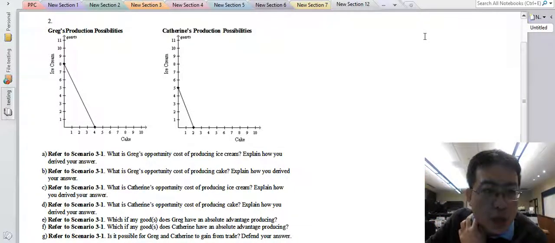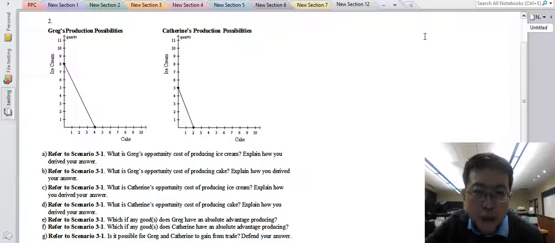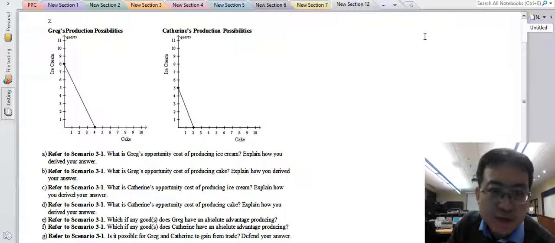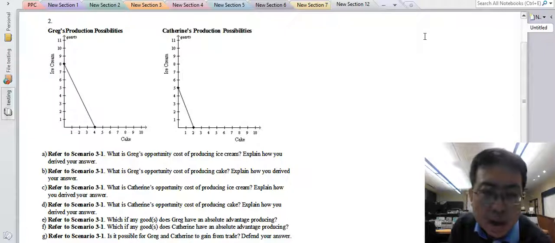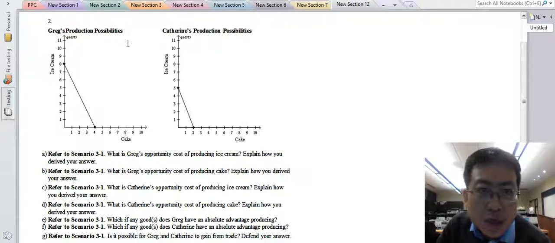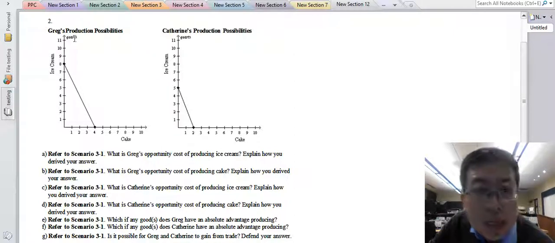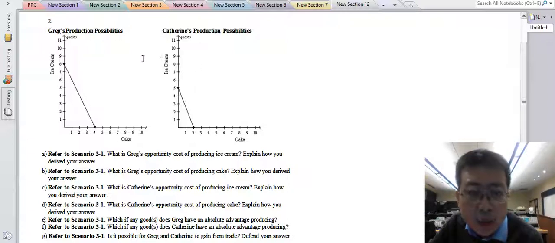Alright guys, so for number 2 on the chapter 3 review package, let's get started. It's a very similar question to number 1. So you have two people over here, Greg and Catherine, each one with their own production possibility. For Greg, we can produce either cake and ice cream, and for Catherine it's also cake and ice cream.